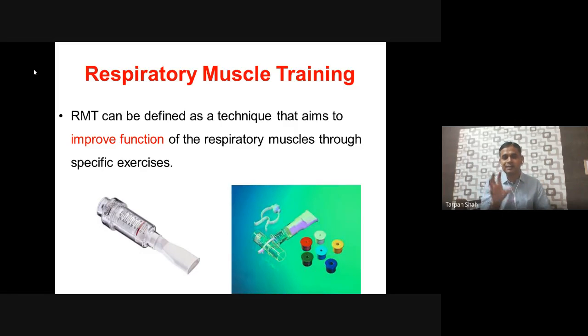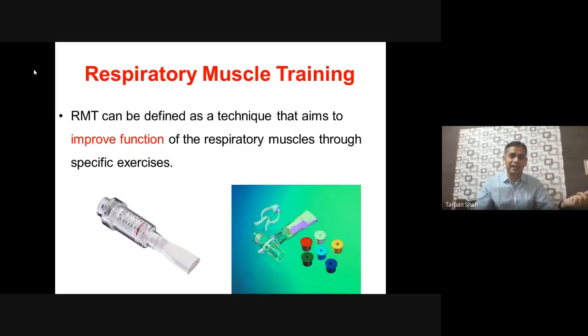So what we do is, initially we use the larger diameter so that it will be easy for the patient to perform. As the patient's condition improves, we decrease the diameter of this particular device. So what will happen? The patient has to give more effort for performing the exercise through this device. So as the patient's condition and capability improve, we use the narrow diameter in this particular device.